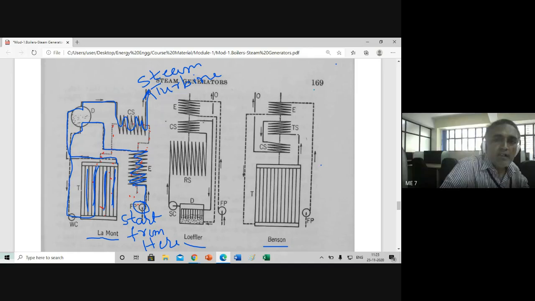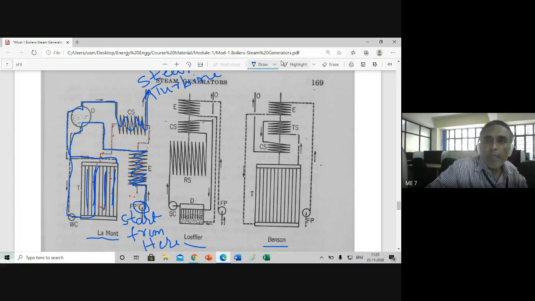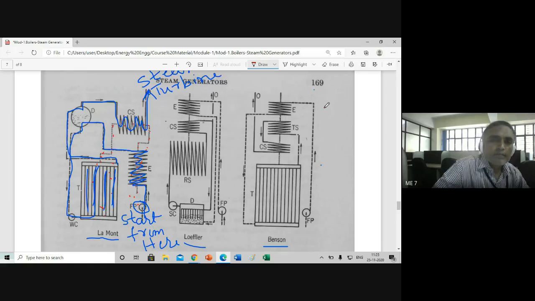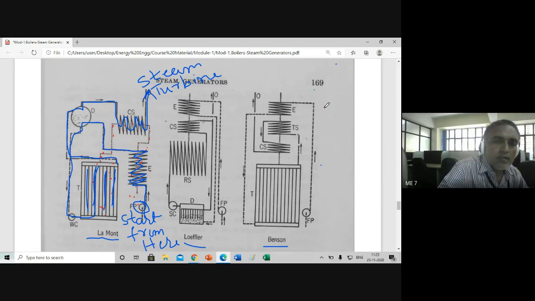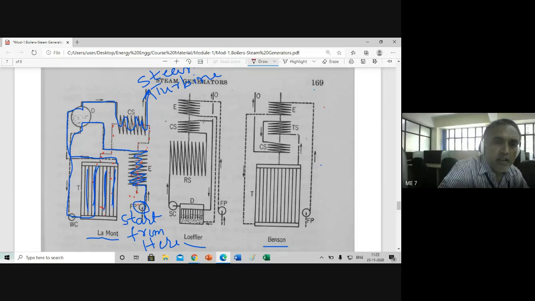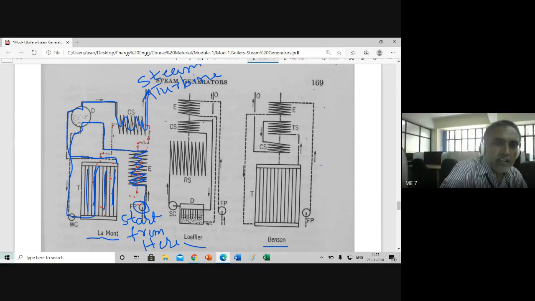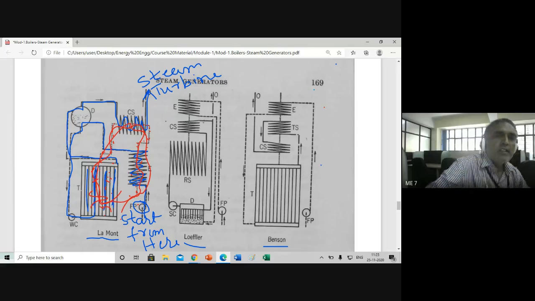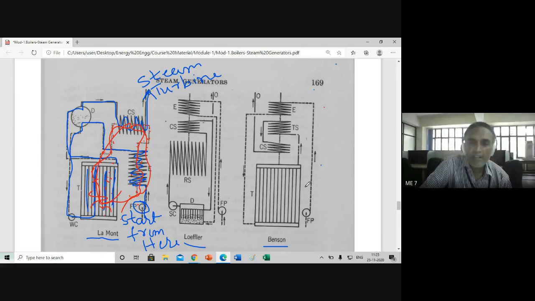Application. Now look at how these flue gases are flowing like this. In all these regions, the flue gases are flowing. So that's all. This diagram you have to practice it. Is it okay? Understand?